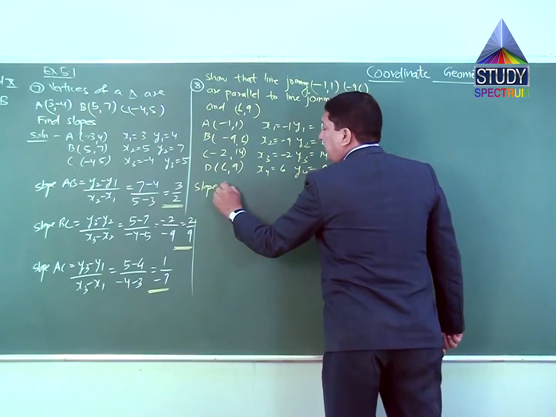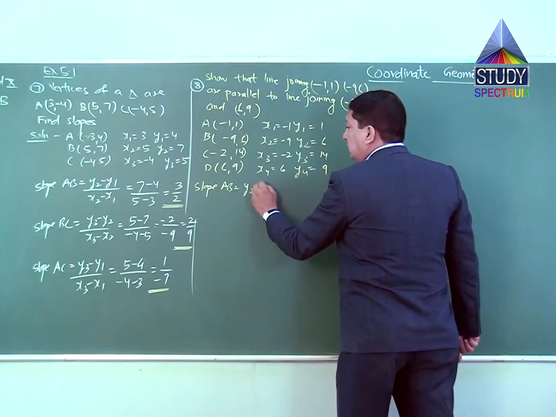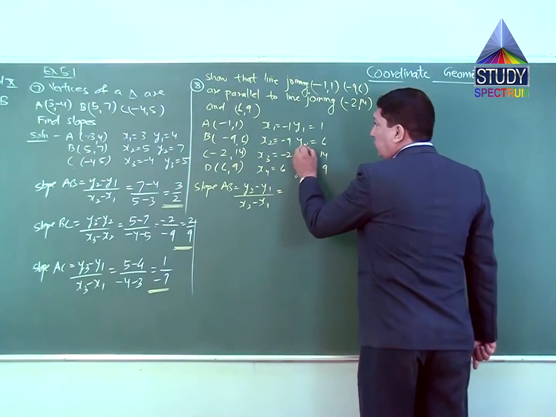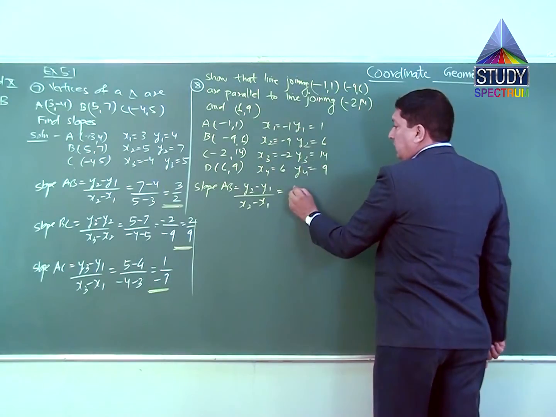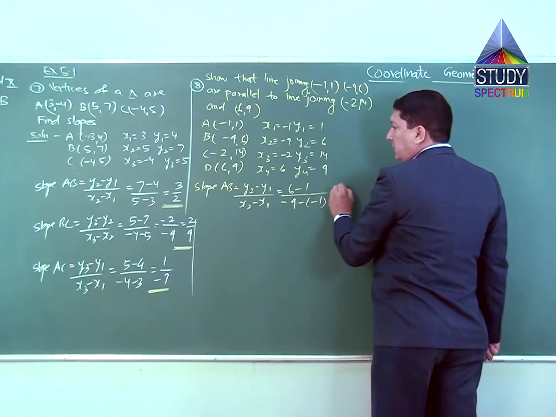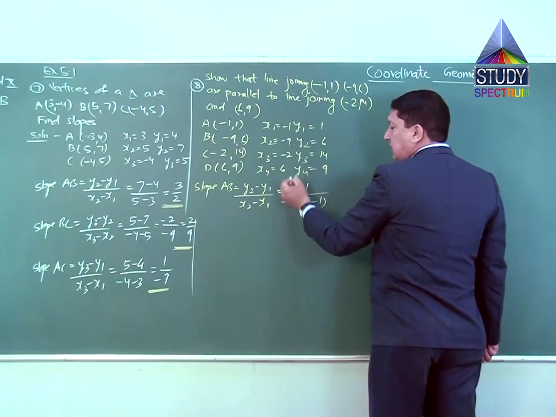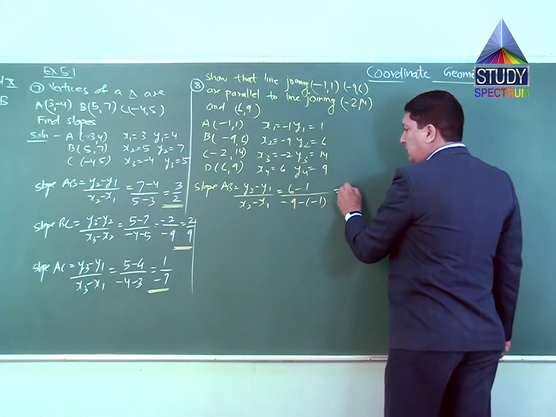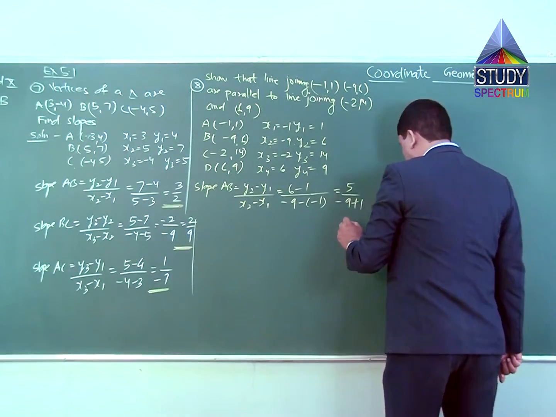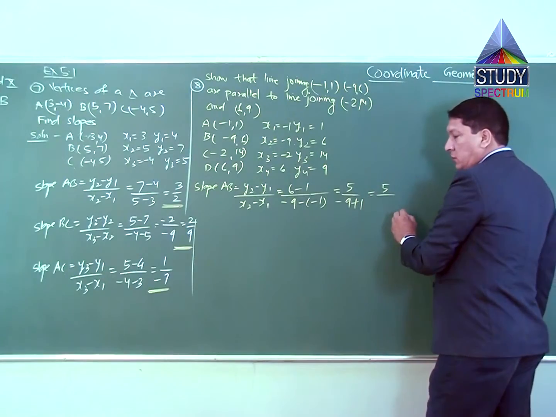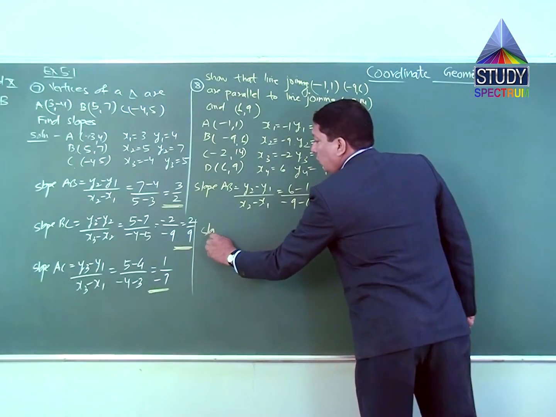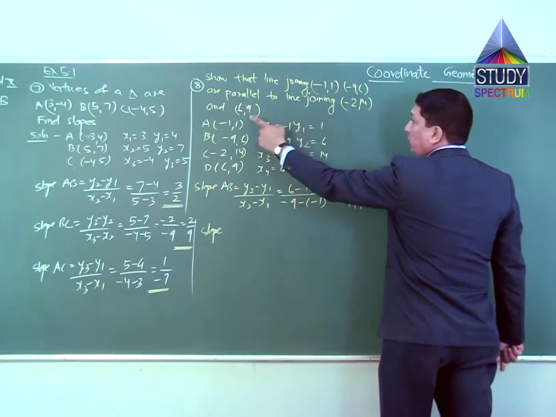Slope AB, y2 minus y1 over x2 minus x1, 6 minus 1 over -9 minus of -1, so -9 minus of -1 gives you 5 upon -9 plus 1, which is -8. Slope, we need to find out for these 2 points now.